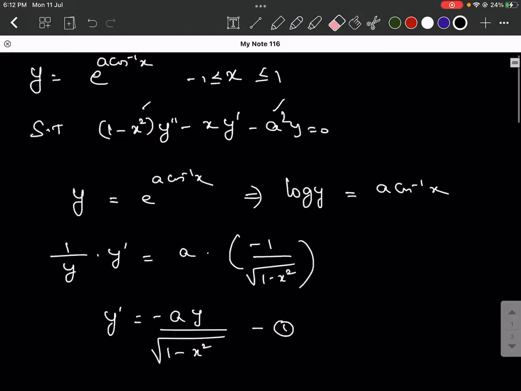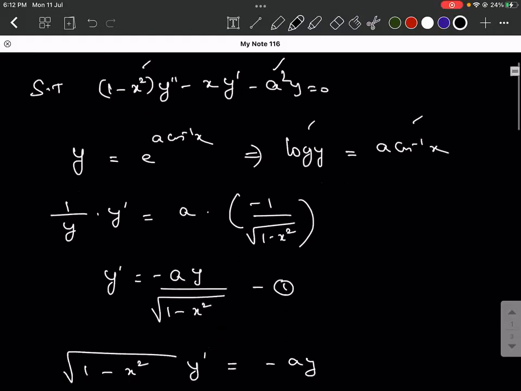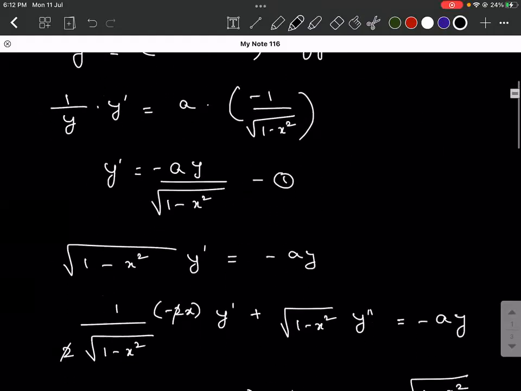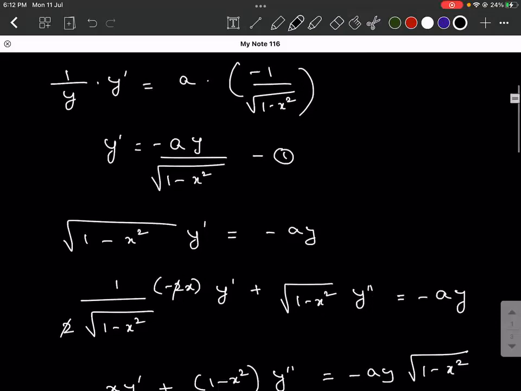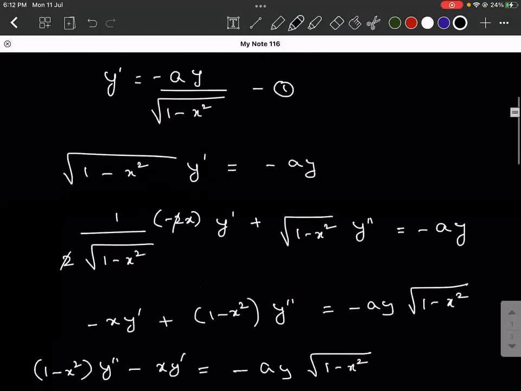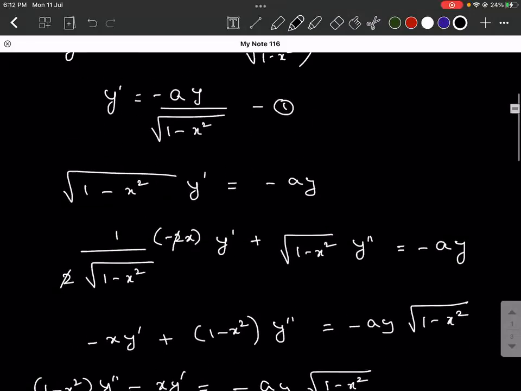There is a problem with the tab. I can't find where I went wrong. So 1 minus x square into y double dash minus xy dash. So log y is equal to, let's check the steps again. Log y is equal to a cos inverse x. So 1 by y into y dash is equal to a into minus 1 by root of 1 minus x square. y dash is equal to minus ay divided by root of 1 minus x square. So root of 1 minus x square y dash is minus ay. Yes, there is a mistake here. There is a y dash.